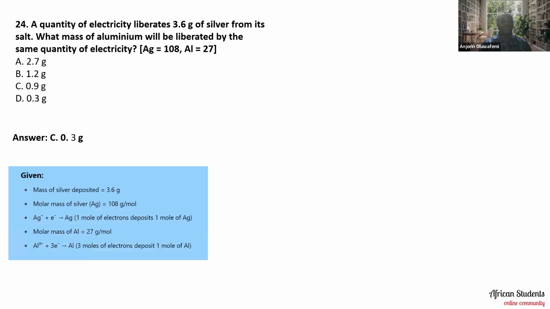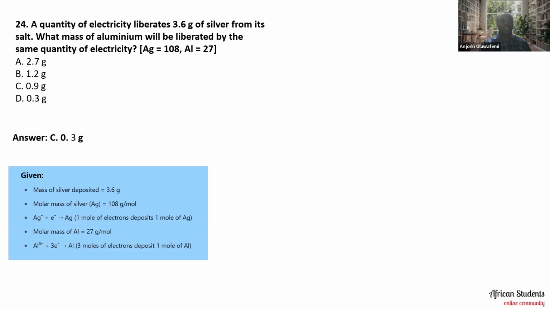All right, now let's move on and let's talk about question number 24. A quantity of electricity liberates 3.6 grams of silver from its salts. What mass of aluminium will be liberated by the same quantity of electricity? So these are the options that we have been provided with, and I want us to practice and engage and see what we can come up with as an answer. The answer to this one is about 0.3 grams, and the mass of silver deposited is 3.6 grams.